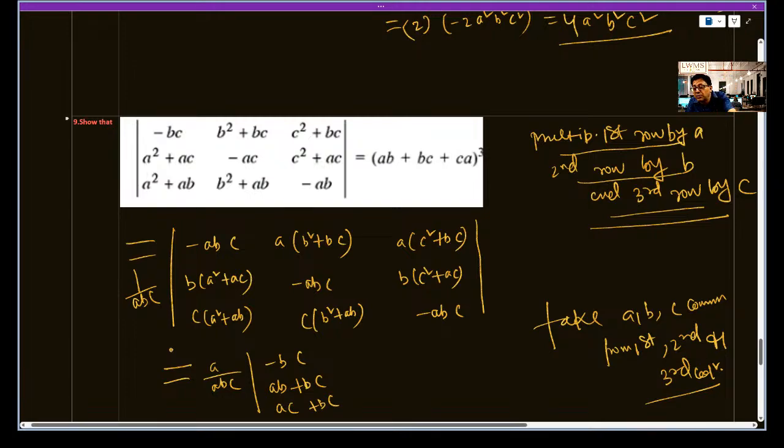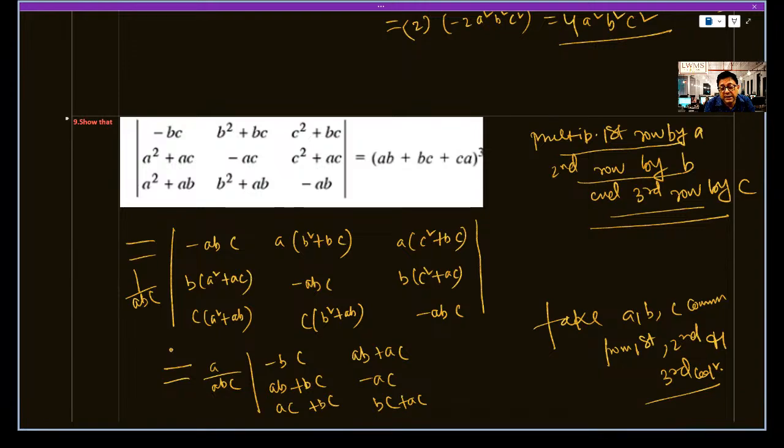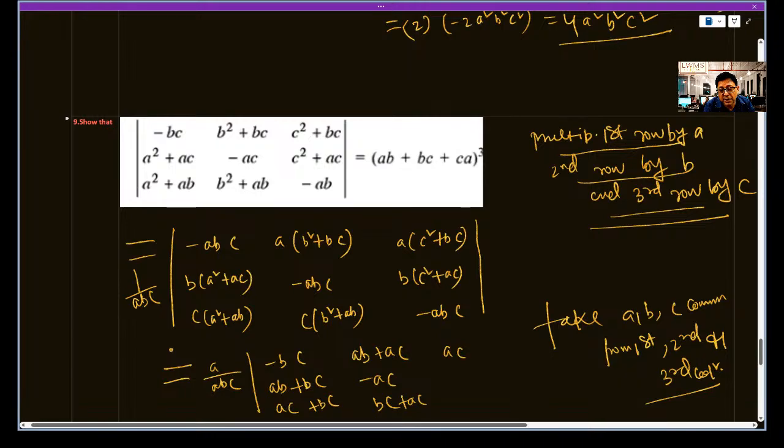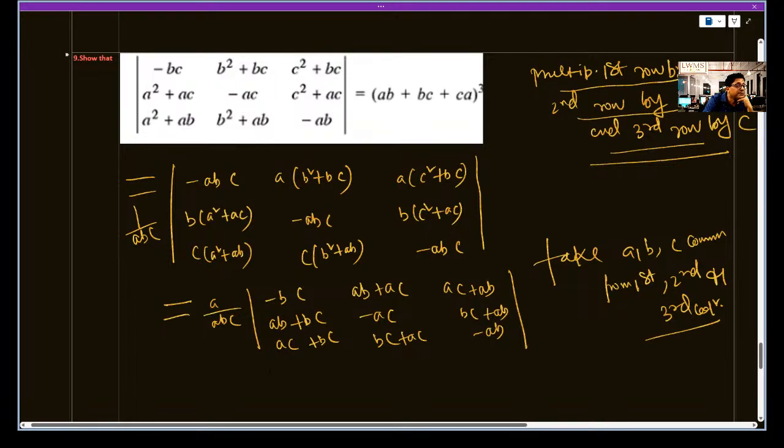I have taken A common from first column. So what is remaining over there? Minus BC. Here AB plus BC. Here AC plus BC. Similarly, you take B common from here. Alright, B common, C common, isn't it? Now it's very easy to get.